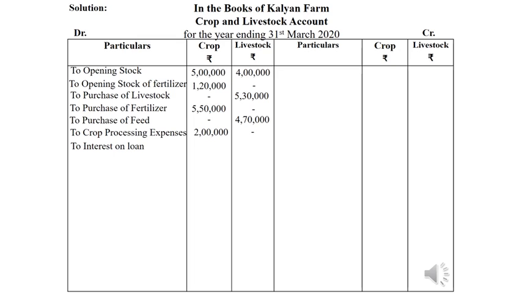Next is interest on loan. It is given in the problem. Loan has been used for crop and livestock in 2:1 ratio. Therefore, total expense of interest on loan has to be apportioned in 2:1 ratio. 1,20,000 is given. Therefore, it has to be divided by 3, and 2 parts have to be charged to crop account and 1 part has to be charged to livestock account. I think you know how to apportion an expense in 2:1 ratio.